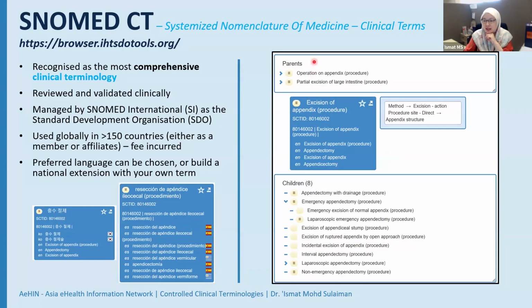So this is the is-a hierarchy, or the is-a relationship. And to the right of the concept is how the main concept, which is excision of appendix, is related to the other concepts in the tree. For example, excision of appendix uses the method excision, and the procedure site is directly on the appendix structure. So if you read this as a whole, then you can understand what excision of appendix means. So that's how SNOMED CT is structured.